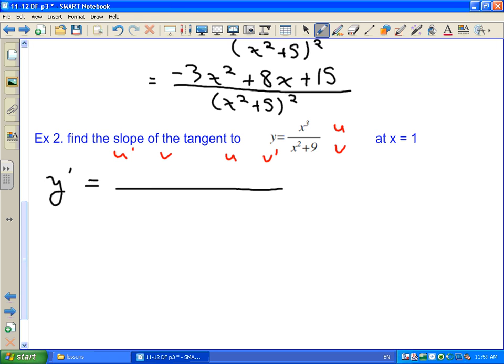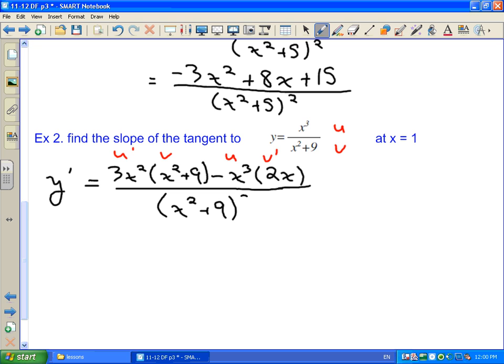So let's see, our u function is x cubed, so the derivative is going to be 3x squared, and let's multiply that by v. So we multiply that by x squared plus 9, and then we subtract u is x cubed, and v primed is going to be just, let's see, x squared plus 9, just 2x. And then down on the bottom we want v squared, so that's going to be x squared plus 9 all squared. And I should add in that this is v squared.